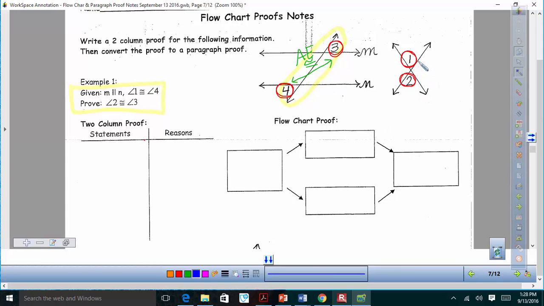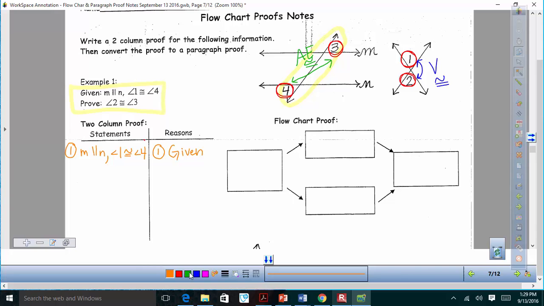Okay, and then we're looking at 1 and 2. So 1 and 2, what type of angles are those? They're vertical, and what do we know about vertical angles? They're congruent as well, okay? All right, so that's all I need to do for my picture. Now let's copy down what we did. So what is the very first thing that I always write in my proof? The given. So I'm going to write that M is parallel to N, and angle 1 is congruent to angle 4, and the reason is it's given.